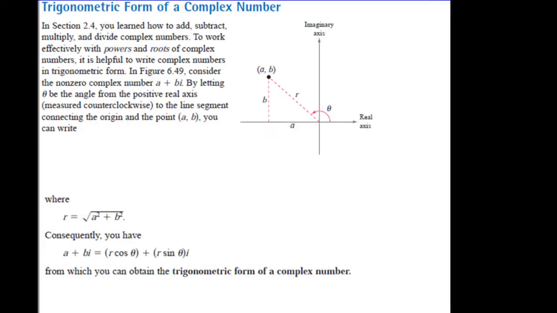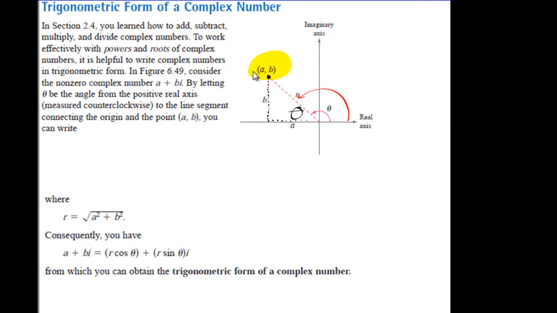All right, back in section 2.4, you learned how to add, subtract, multiply, and divide complex numbers. So to work effectively later in this chapter with powers and roots of complex numbers, it's helpful to write a complex number in trig form. So let's first consider a non-zero complex number a plus bi, which is plotted here as a comma b, and let theta be the angle from the positive real axis to the line segment connecting the origin to the point a plus bi. Now, similar to chapters 3, 4, and 5, let's draw a triangle that uses this theta here.